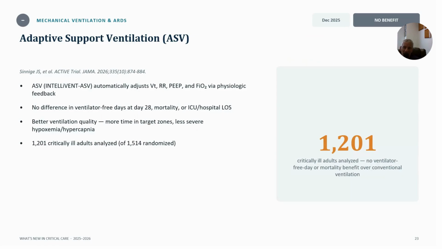So, no difference in ventilator-free days at day 28, mortality, or ICU length of stay. There was better ventilation quality, more time in the target zone, and less severe hypoxemia and hypercapnia, but there was no ventilator-free day or mortality benefit over conventional ventilation. So if you're asked about ASV, you know that there was a trial in JAMA 2026 showing no benefit.